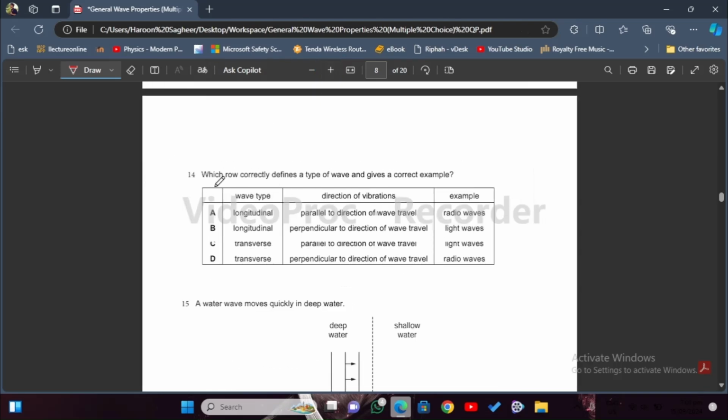Right, let's see question number 14. Which row correctly defines a type of wave and gives a correct example? Longitudinal, parallel to the direction of wave travel, yeah. Radio waves, no, they're not longitudinal, they're transverse. Longitudinal, perpendicular, no, they are not perpendicular, they are parallel. Option C, which is a transverse wave, parallel to the direction of wave travel. And light waves, yes, light waves. You can say they are a transverse wave, and in them the molecular vibration is parallel to the wave.